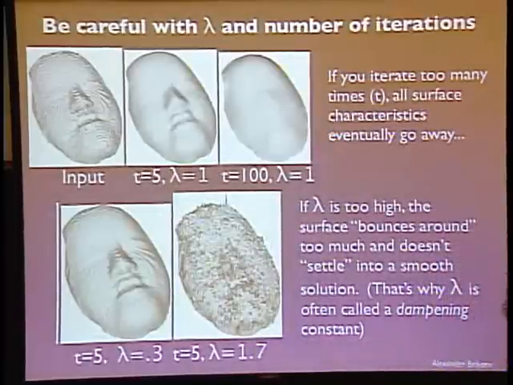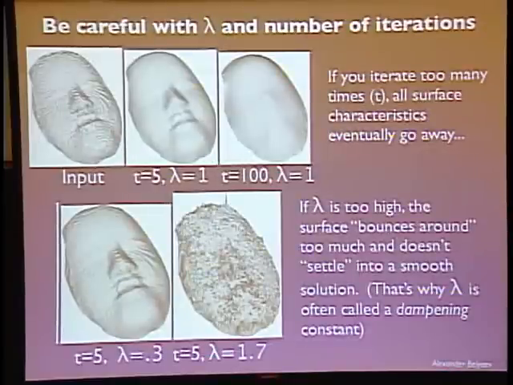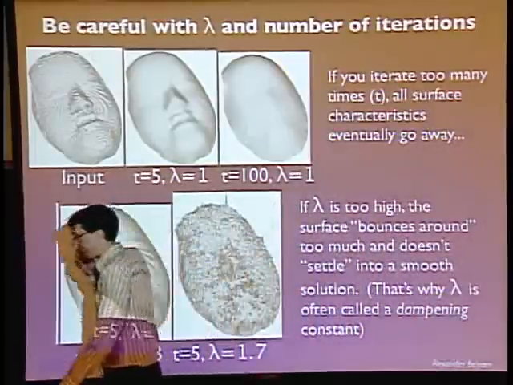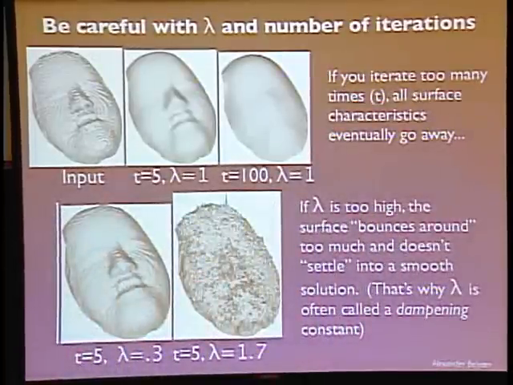If you visualize the points on your surface moving up and down, what you don't want is for them to just move up and down with an arbitrary magnitude. You want them to settle down to a solution. And setting the dampening constant to a bad quantity will not allow that to happen.